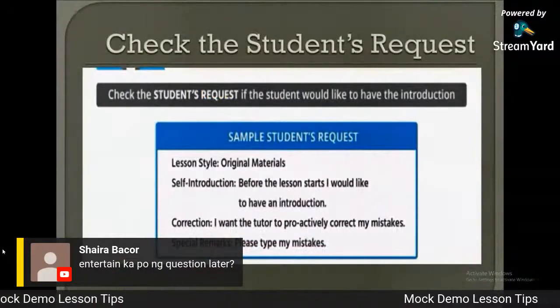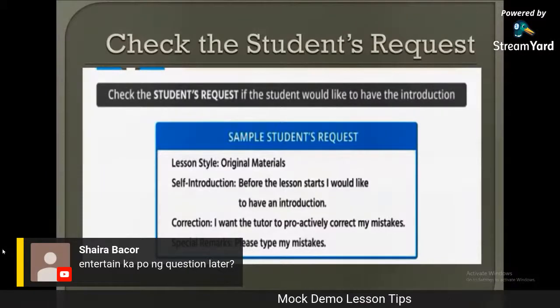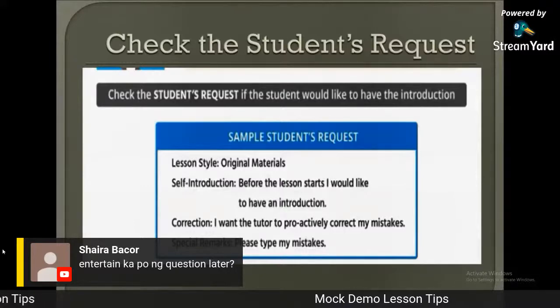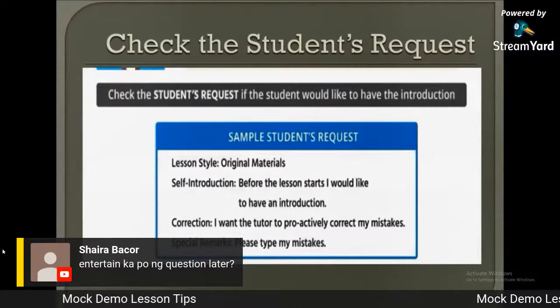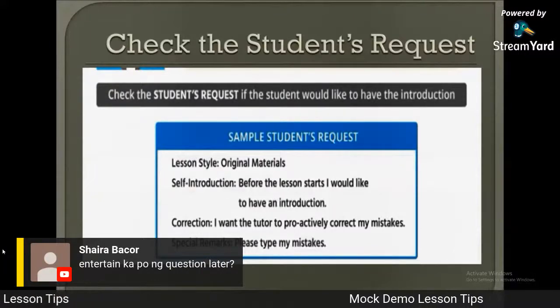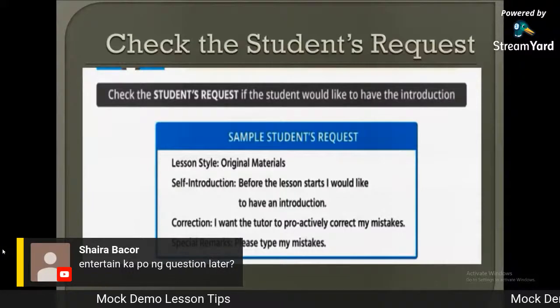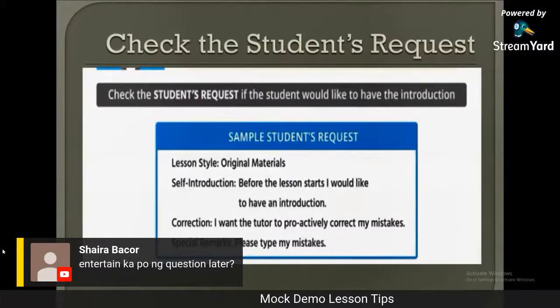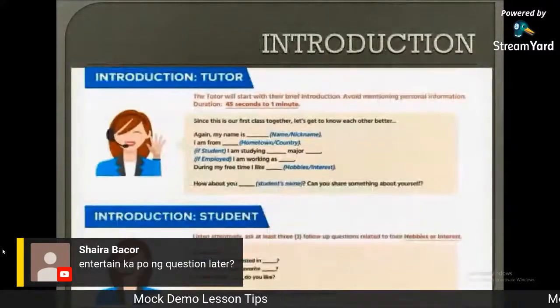Okay, now this is an example of a student's request. This is for your eyes only. There's no need to say, okay, your sample student's request is lesson style, original material, self-introduction, blah, blah, blah, and so on. You don't need to read this word by word because you will have suggested spiels later after this one.